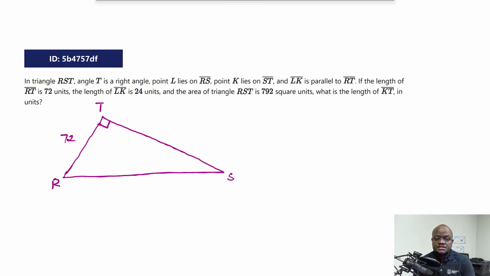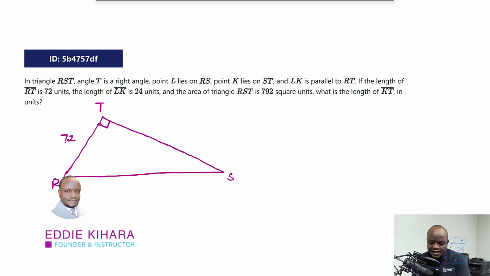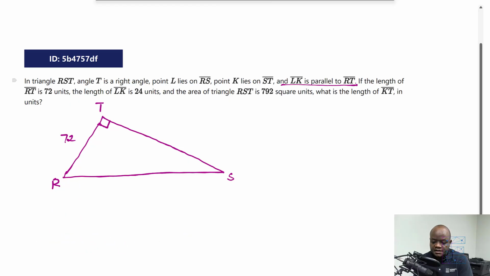In the triangle RST, angle T is a right angle, point L lies on RS, point K lies on ST, and LK is parallel to RT. If the length of RT is 72 units, the length of LK is 24 units, and the area of the triangle is 792 units, what is the length of KT in units?